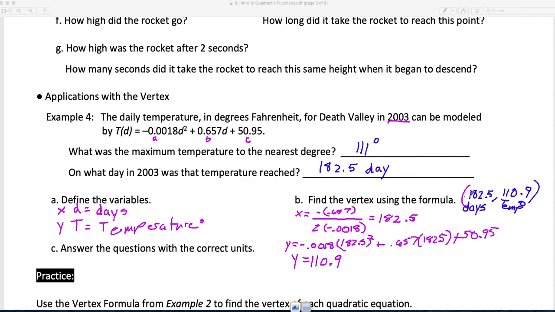This is D, it was days. On what day? Got the days. This was temperature. What was the maximum temperature? 111 degrees. All right, that is the end of this lesson.